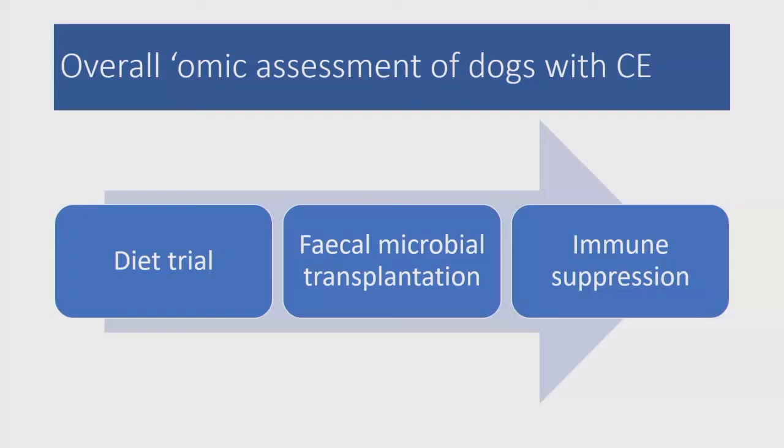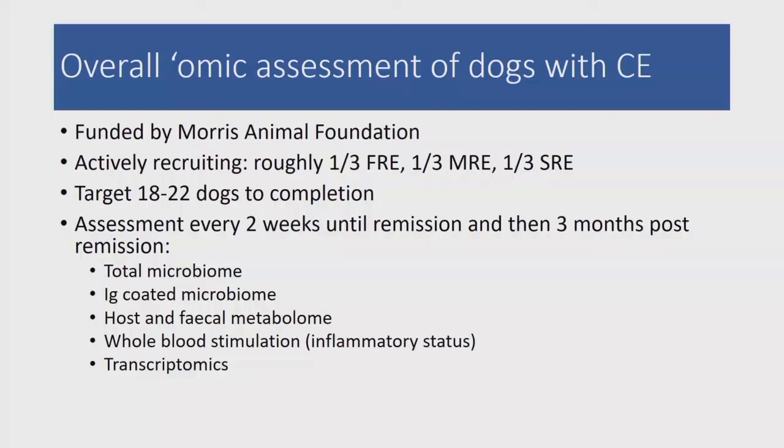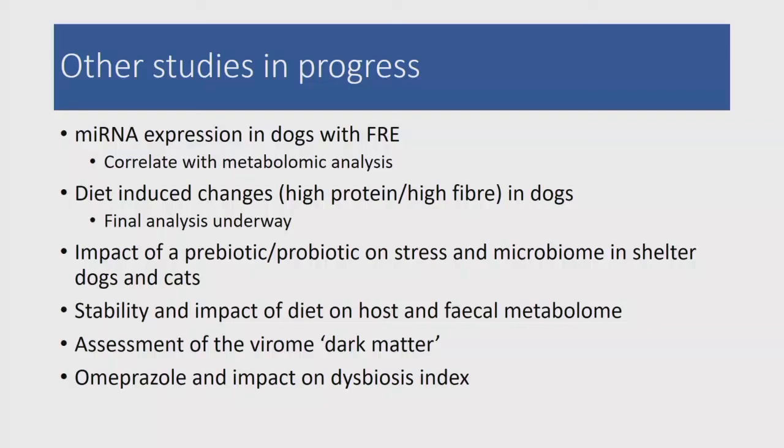And we're looking at total microbiome, immunoglobulin-coated host and faecal metabolome, whole blood stimulation to look at the inflammatory status, and transcriptomics. We're targeting about 18 to 22 dogs to completion, and we've got about 10 at the moment that have completed and another 3 that are in the pipeline. We are also looking at some microRNA expression, diet-induced changes in dogs.